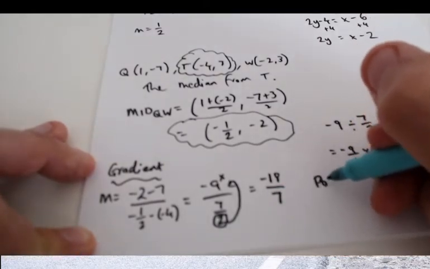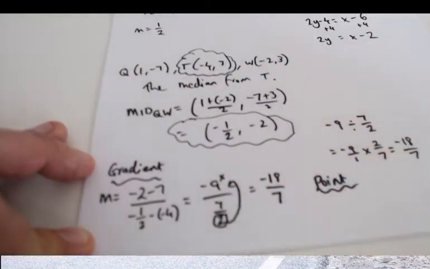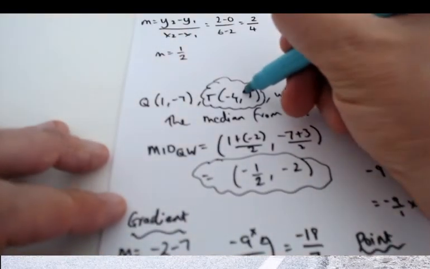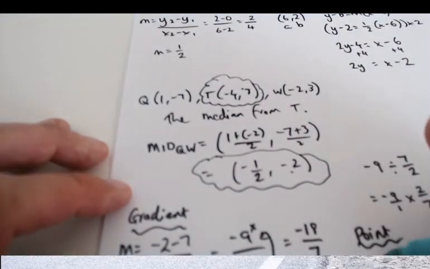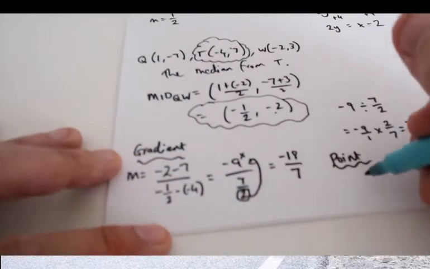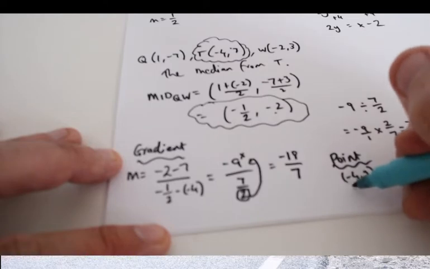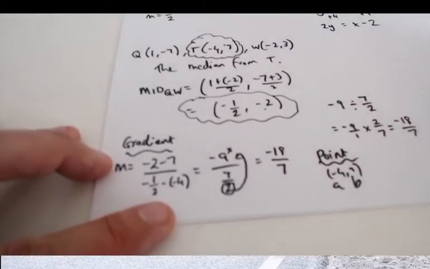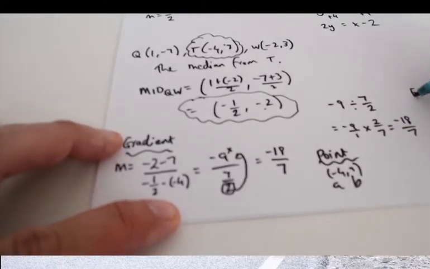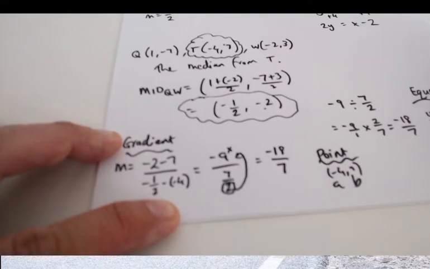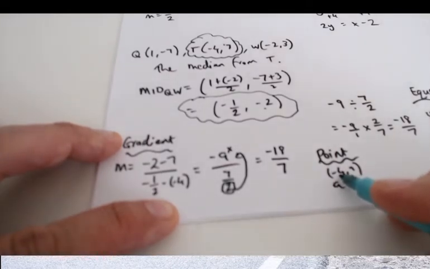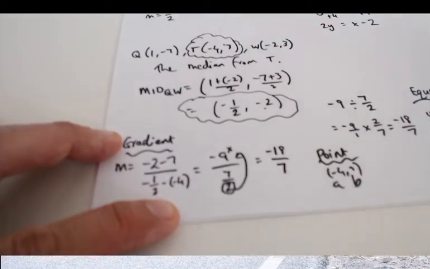My point, I've got 2 points. I can either go with T or I can go with the midpoint. I'll definitely go with T because I can avoid this fraction. So that's going to be minus 4, 7, A and B. And then for my equation, it's going to be y take away b equals m x take away a, so x take away minus 4, so x add 4.